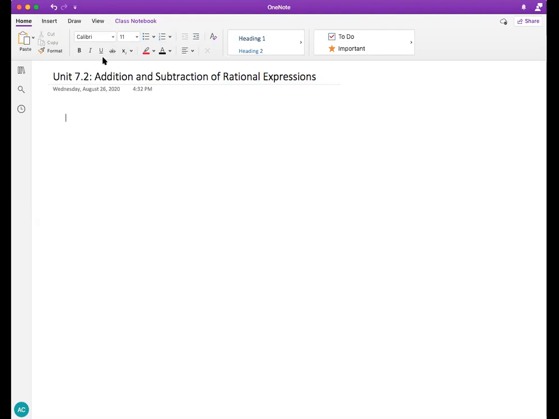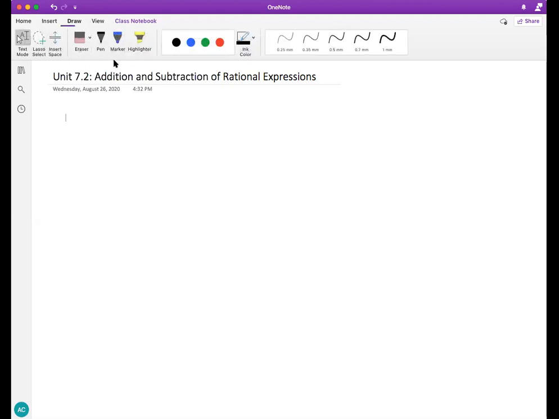Let's talk a little bit about finding the LCD. We're going to do a little review on how to find the LCD. What we call the least common denominator, which will be referred to as the LCD. We're going to be using this abbreviation a lot. So, the least common denominator.